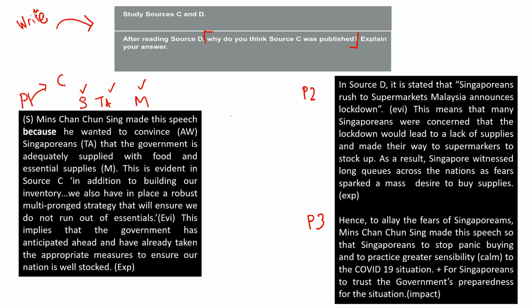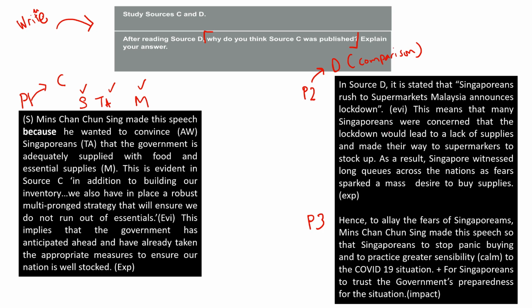And then I jump on to paragraph 2. In paragraph 2, I'm going to focus on source D. In this paragraph, I'm applying the skill set of comparison in some manner. I'm basically going to talk about what source D is saying. So in essence, you can immediately go on to tell us what source D says. In source D, it is stated, quote, that Singaporeans rush to supermarkets during the lockdown. That's your evidence.